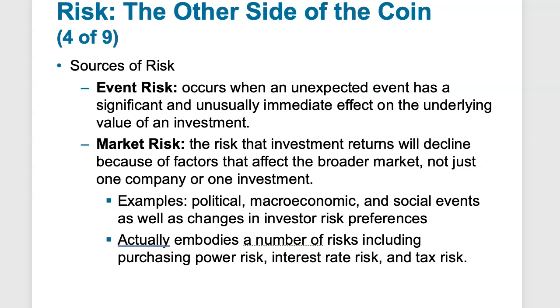It may only occur once every 100 years, but there's some sort of event that creates an environment where the stock prices are going down. Now, there's also market risk, and this is the risk that the overall market can go up or down, sort of a bull or bear market.